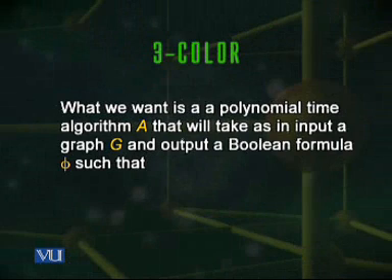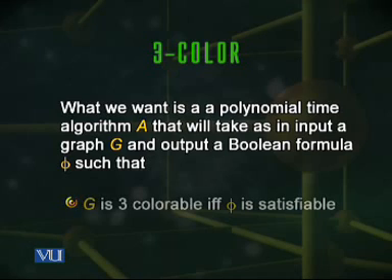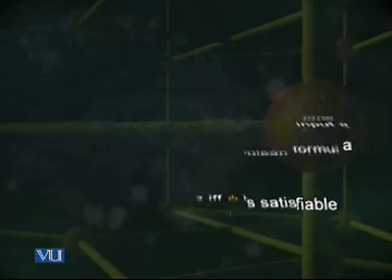So what we want is a polynomial time algorithm that will take as an input a graph G and output a Boolean formula phi such that G is 3-colorable if and only if phi is satisfiable. So in some sense, you can view polynomial time reducibility as some kind of a translation scheme. What it does is allows us to translate one problem into another, and if we can do it quickly, that is in polynomial time, then we say that one problem is reducible to another, and we will do that with 3-color and SAT shortly.